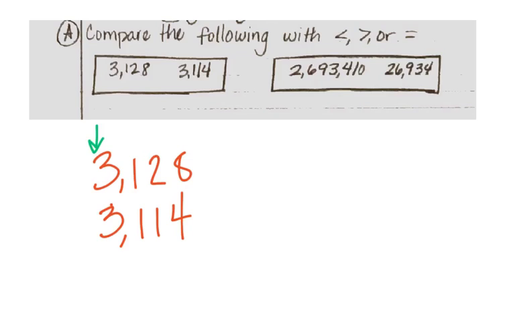I look at my digits in the thousands place, and they're all the same. So now I come to the next largest place value, which is the hundreds place. And I look, I have a 1 on top of a 1. Those are still the same. So now I'm going to go to the next largest place value, which is the tens. And now I have a 2 and a 1. Okay, they're not the same. And I'm looking, the 2 is greater than the 1, so therefore 3,128 is going to be greater than 3,114. So right inside, I am going to put a greater than symbol.